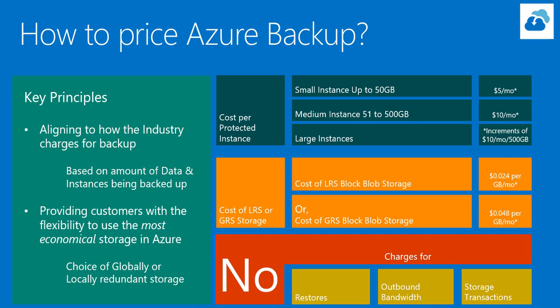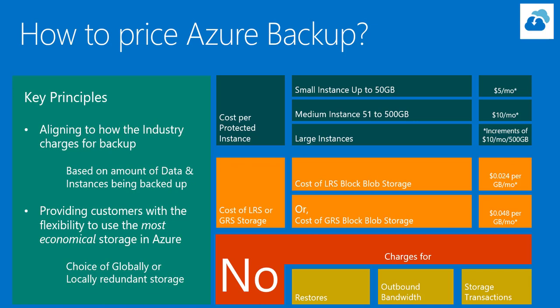Again, as we talked about, SharePoint, SQL, those VMware or Hyper-V VMs. So again, either a physical or virtual machine or an application workload constitutes a protected instance. So cost per protected instance plus the cost of storage. The cost of storage can be either LRS, locally redundant storage, or GRS, geographically redundant storage.